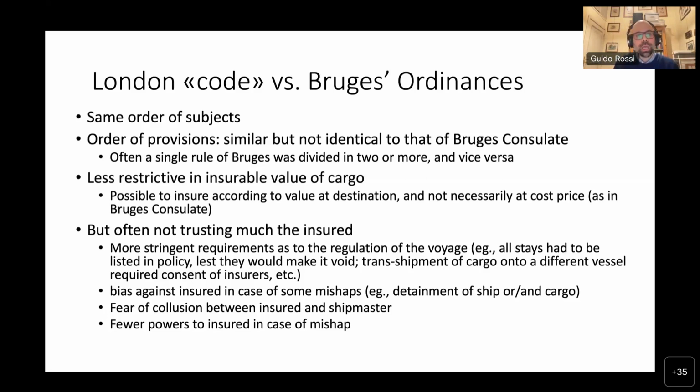So for some things, it's more generous, it's less restrictive. For many other things, however, it is not. Often, its compilers don't trust much the insured. And you see that they actually don't trust the insured and require several stringent rules, which really limit the freedom of contract and the freedom of the insured, because they don't trust the insured too much, or because they fear that the insured might collude with the shipmaster and actually plan a fraud on the insurers.